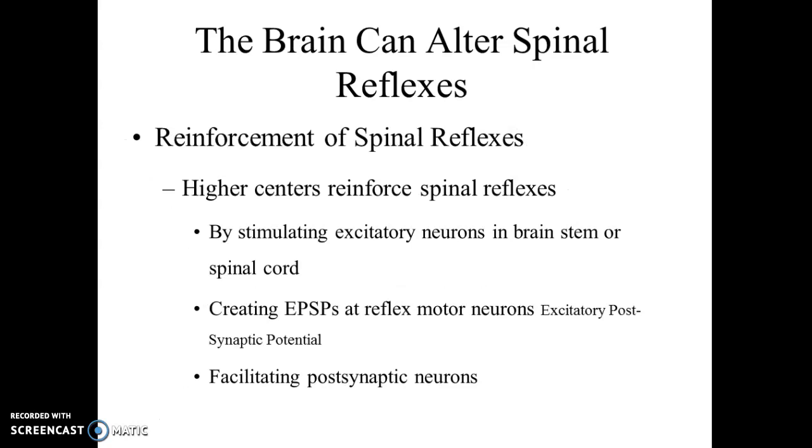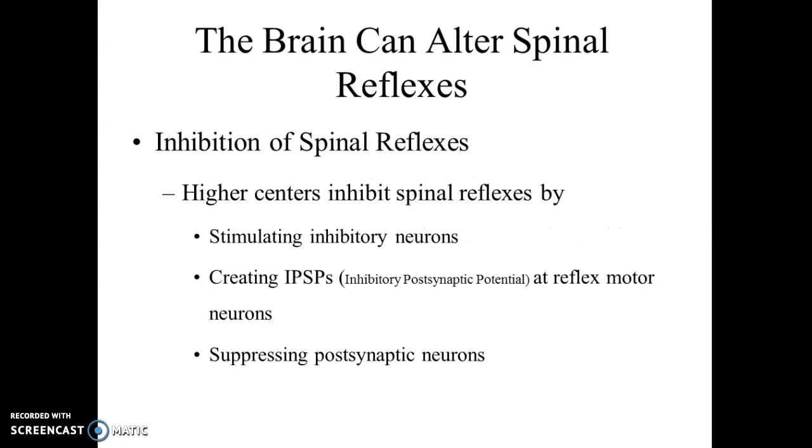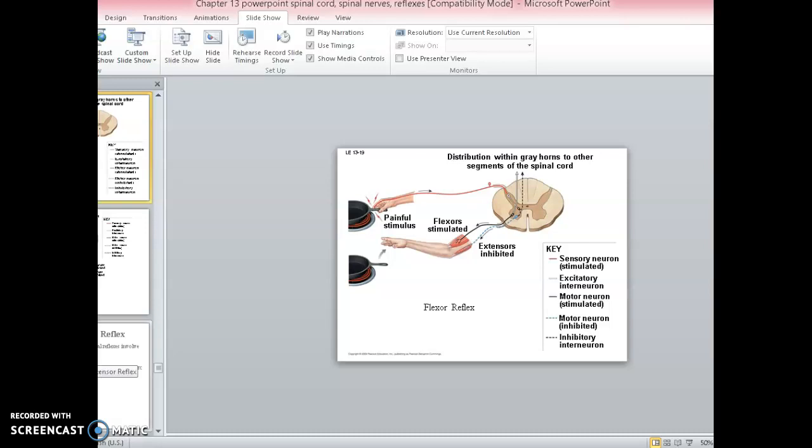Higher centers can reinforce spinal reflexes by stimulating it, so you can overreact, or they can inhibit reflexes. Inhibitory postsynaptic potential at the reflex motor neuron, suppressing the neurons. And that is the end of chapter 13.